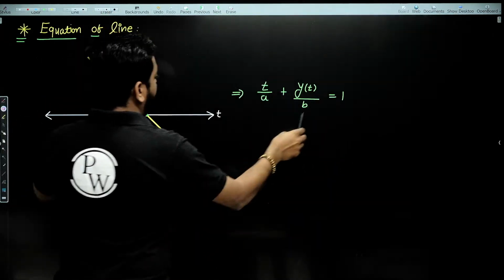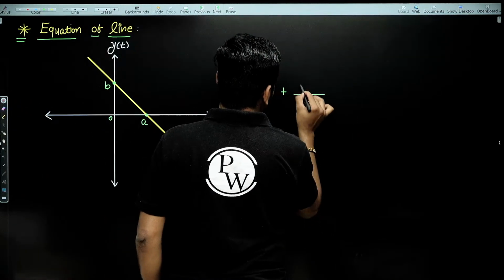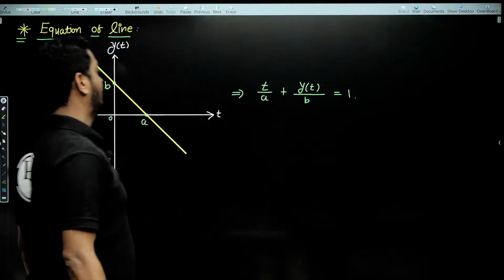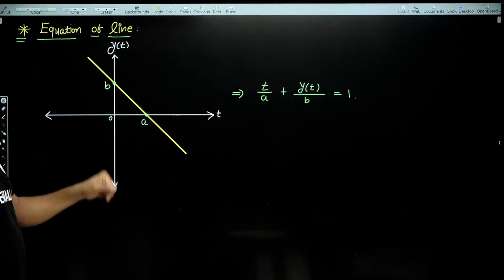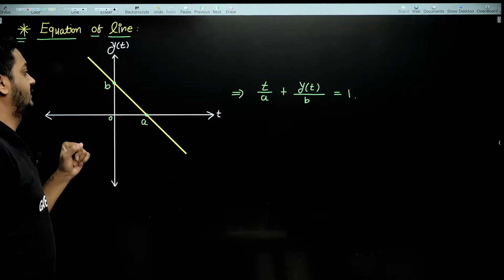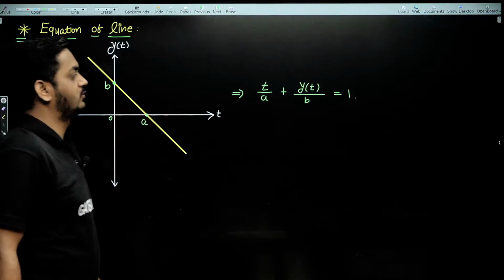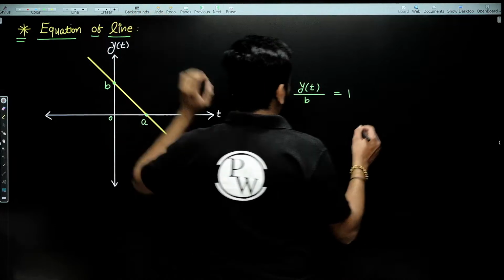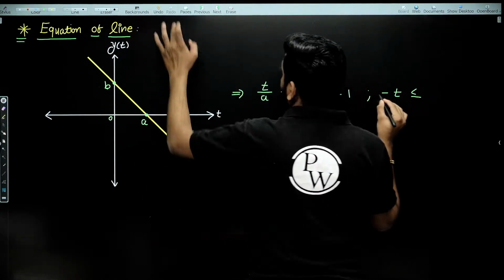Yes or no? Tell me. Do you know this simple maths? Equation of line. On x-axis we are considering t, so that's why t by A is the intersection with the x-axis. On y-axis we are considering y of t signal, so y of t intersection with y-axis is B. So y of t by B equal to 1. So this is the equation of line from t equal to minus infinity to plus infinity.